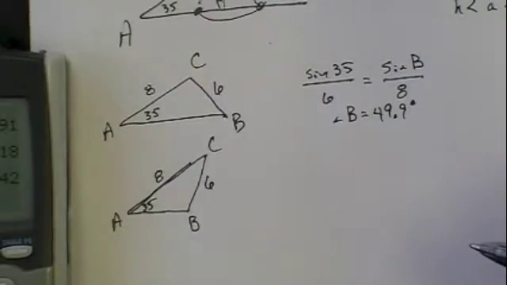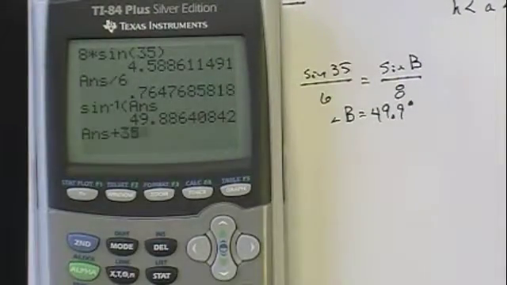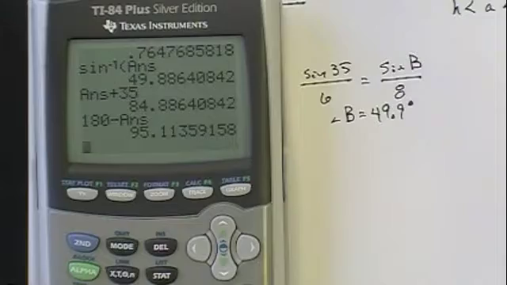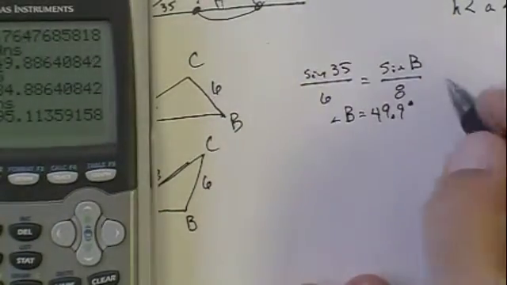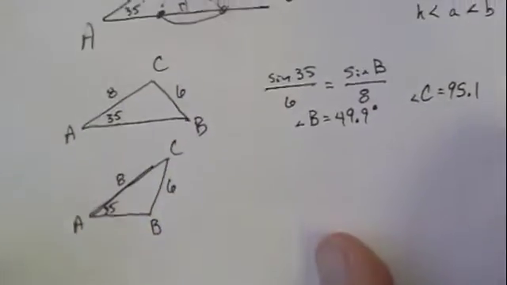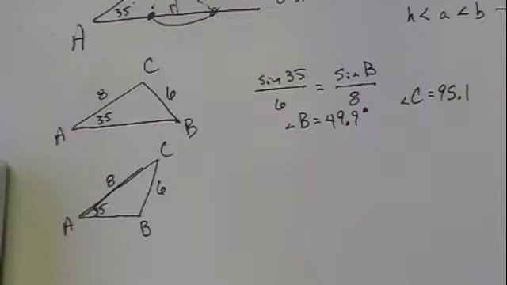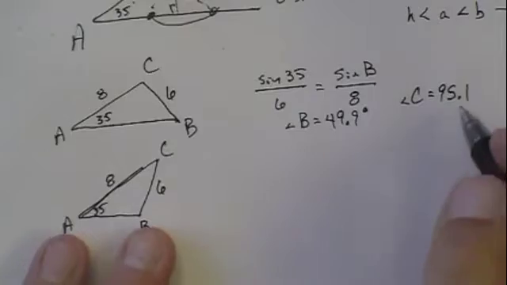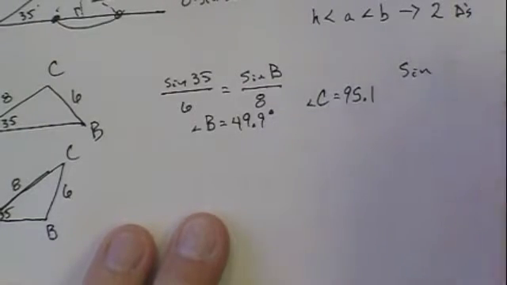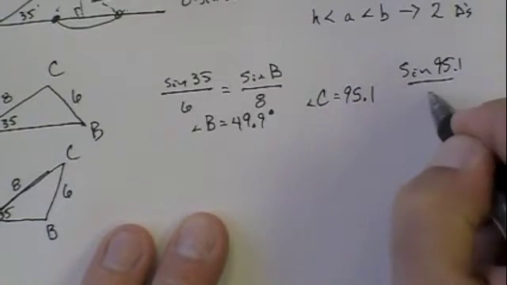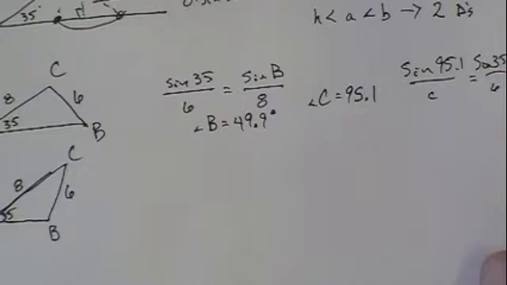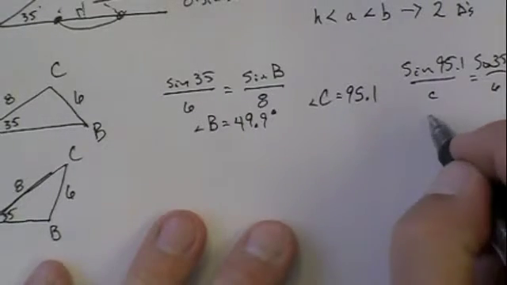So then I can find angle C. Triangles add up to 180. So if I take that plus 35, then we have our 180 minus that. Find that angle C would have to be 95.1. And now we can use law of sines to find our other side. So we can set that up as sine of 95.1 is to side C as sine of 35 is to 6. Cross multiply and solve. And then we would find that C is about 10.4 units.